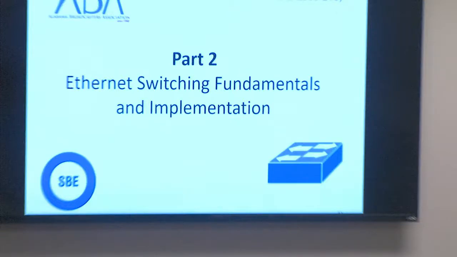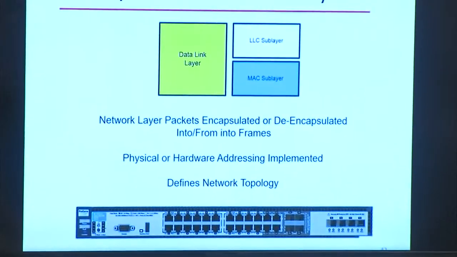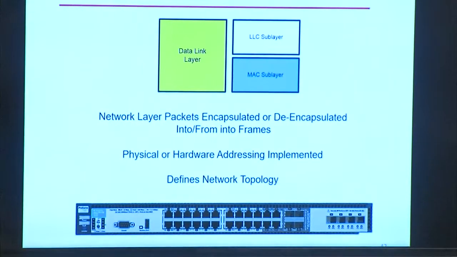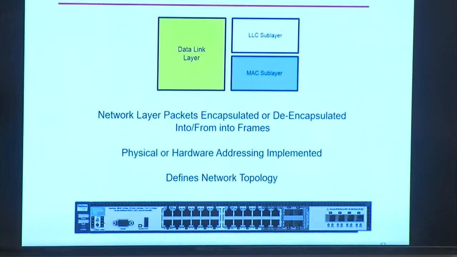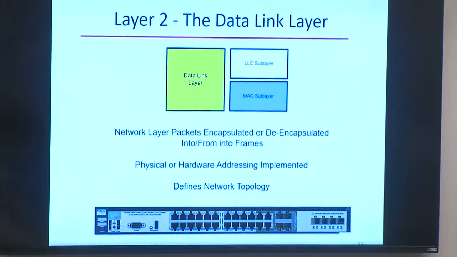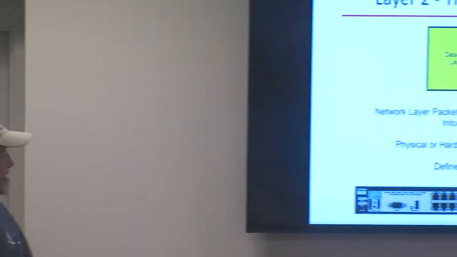Where we want to focus on Ethernet switching, which is all a layer 2 thing. Layer 2, or the data link layer, is unique from all of the layers because it is the only one that really has subparts associated with it, in particular the LLC layer and the MAC sublayer. The real key thing that happens at the data link layer is this is where our packets are going to be encapsulated or de-encapsulated, and we're going to make frames.